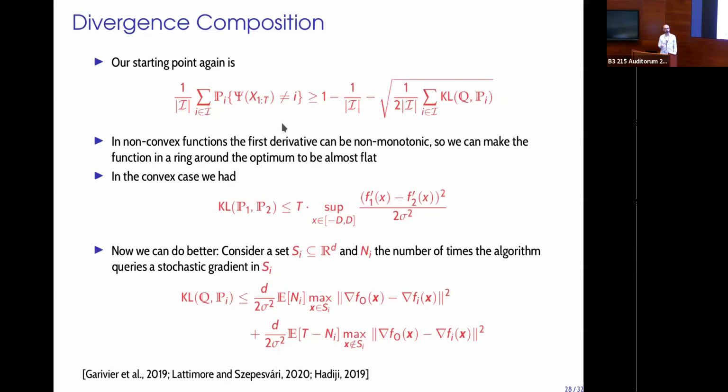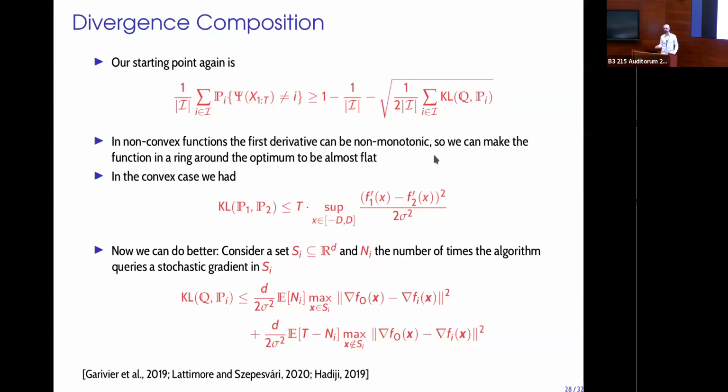This was, again, what we got from the Pinsker inequality. This was the generic tool that you use every time you want to prove your lower bound. And this is the term that you have to control, this KL divergence term. Now, what we did, if you look at the non-convex world, the non-convex world gives you a lot more freedom in the way in which you design functions, because the first derivative can be non-monotonic. This is not true in the convex world, but now we can design these things.